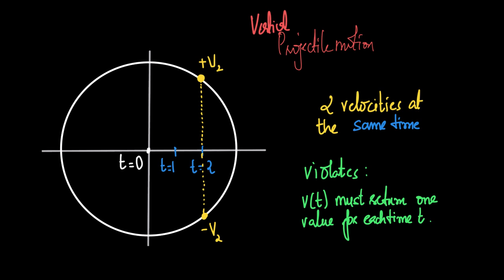Now, having said that, in this graph, it is very clear that at t is equal to 2 seconds, the object has two different velocities, one which is v2 and the other which is minus v2, plus v2, minus v2. Now, this violates that v of t must return one value for each value of t.